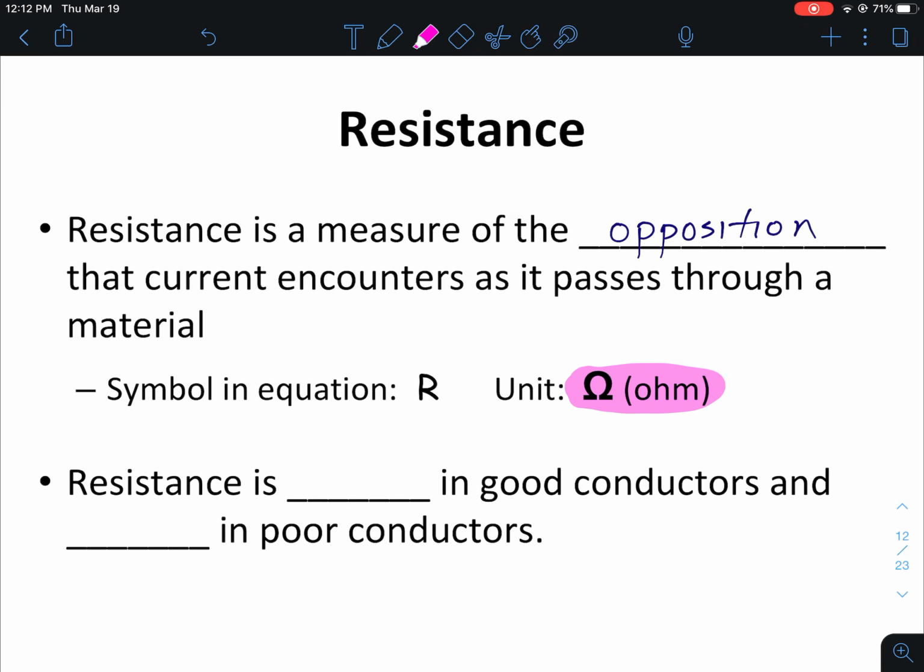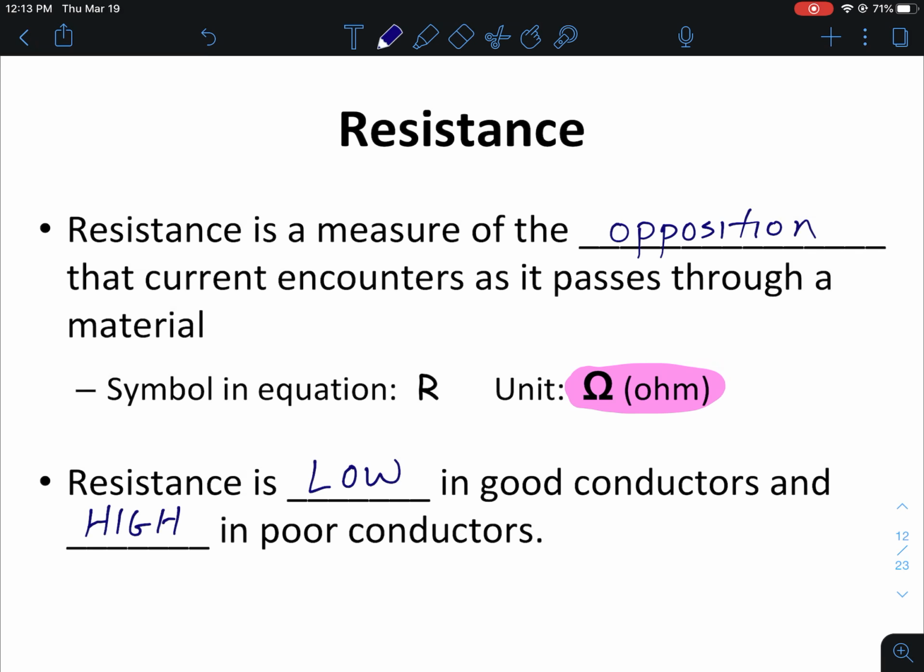Now, it's kind of counterintuitive, but if you had a wide hallway, it would obviously be easier to move through that hallway, right? So a wide hallway would have less resistance, and we think of a wide hallway as a good conductor, the best type of conductor. Think of a highway that has eight lanes of traffic versus one lane of traffic. Obviously, that highway is a better conductive material for those cars. So resistance is going to be lower in good conductors, and higher in poor conductors.